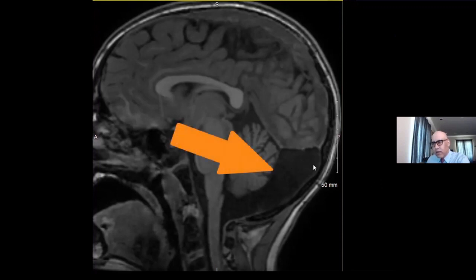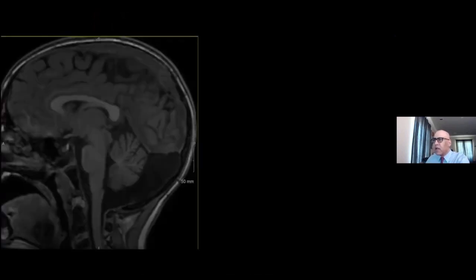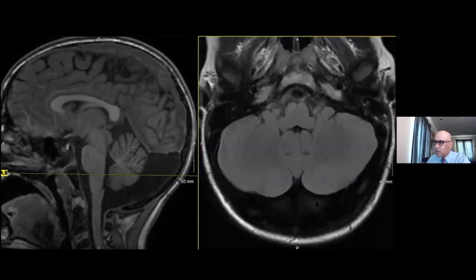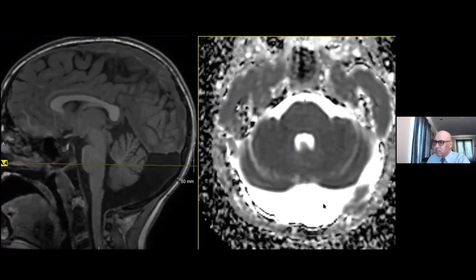Now, there is prominence of CSF posterior and inferior to the cerebellar vermis. And if we look on this axial image, this CSF prominence, it's on both sides of the falx cerebelli, and it goes behind both cerebellar hemispheres. It's hyperintense on T2 weighted imaging, suppresses on FLAIR imaging, and demonstrates facilitated diffusion. So this is an arachnoid cyst.